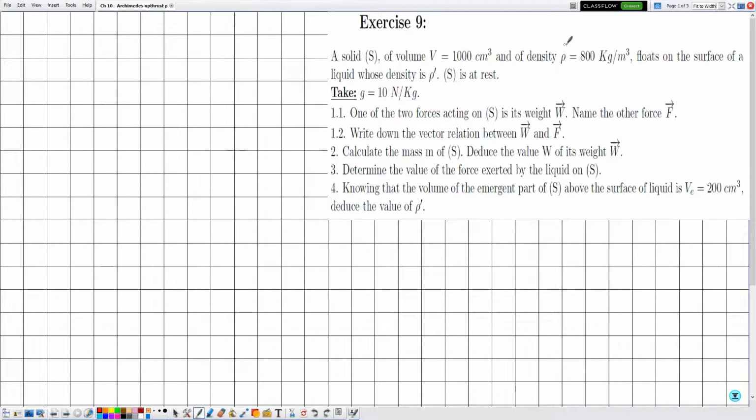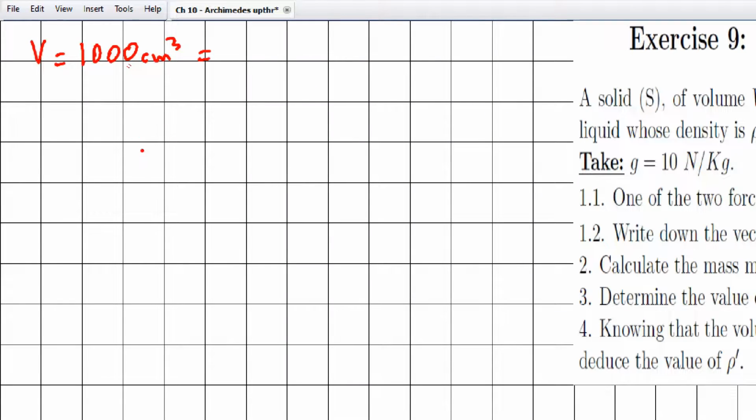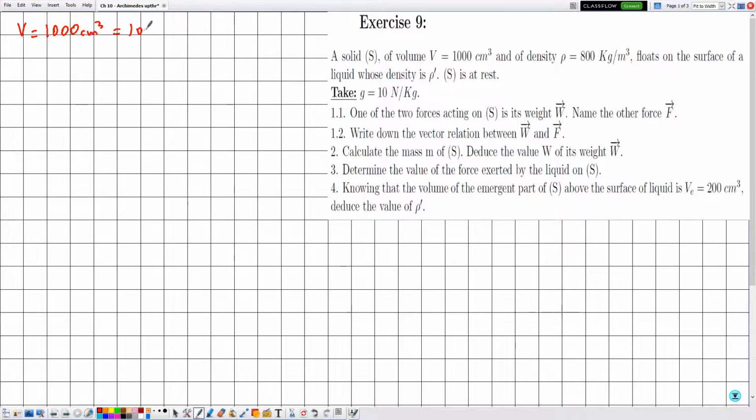A solid S of volume V is equal to 1000 centimeter cube. So the volume is given as 1000 centimeter cube. Knowing that centimeter cube is not the SI unit of volume, in order to convert from centimeter cube to the SI, which is meter cube, we multiply by 10 to the power minus 6. Then 1000 multiplied by 10 to the power minus 6. Then the volume of the solid S in the SI is 1 times 10 to the power minus 3 meter cube after plugging this on the calculator.